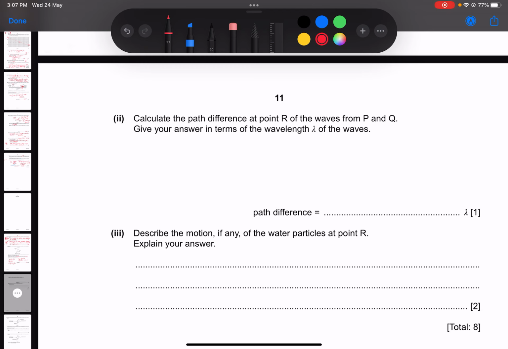Calculate the path difference at point R of the wave from the P and Q. Give your answer in terms of wavelength. Okay. So they're asking us to find the path difference, but in terms of wavelength. First of all, what is path difference?